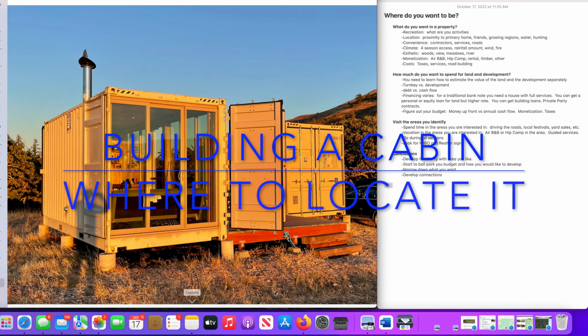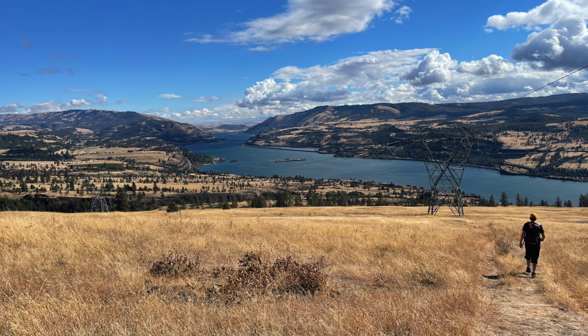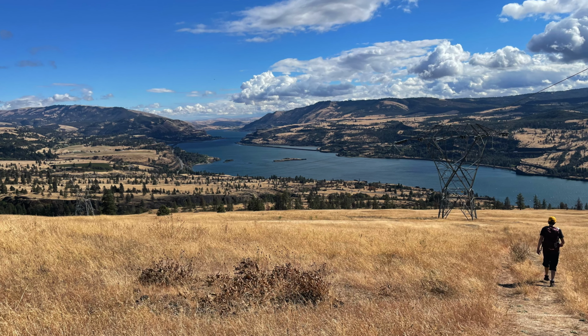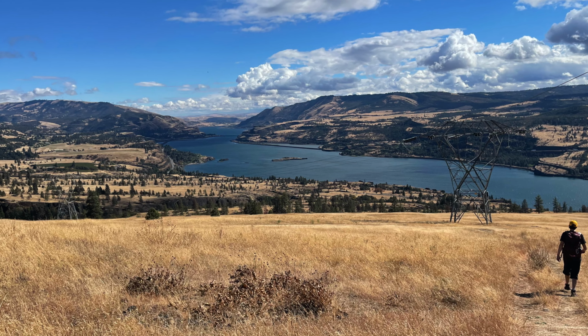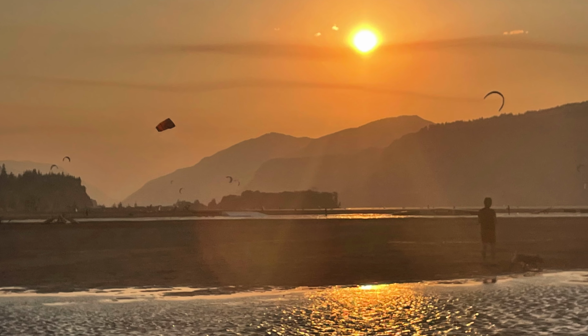I had a number of questions about how I built my shipping container home and how to develop property. So I thought I'd lay out a bit of a process for how to do this. I think the first question you have to ask yourself is, what do you want in a property? Is it going to be recreation? What kind of activities do you like? Is it someplace to retire someday? Is it hunting? Those types of questions.